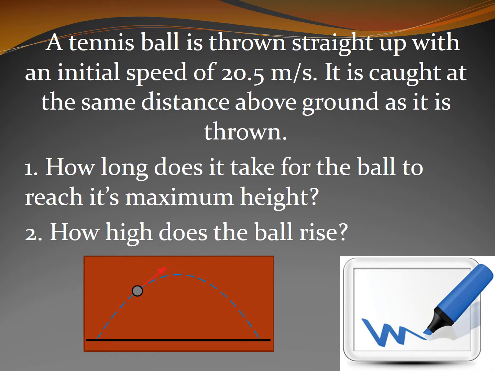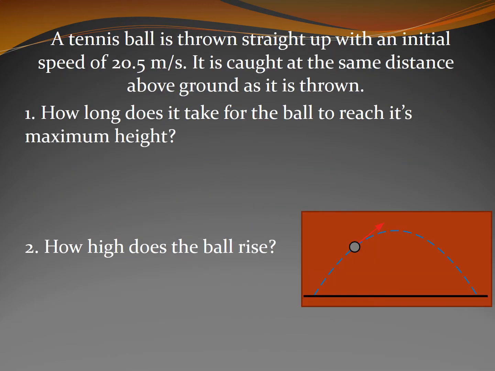So a tennis ball is thrown straight up with an initial velocity of 20.5 meters per second. It is caught at the same distance above ground as it is thrown. How long does it take for the ball to reach its maximum height? And how high does that ball rise? To determine how long it takes for the ball to reach its maximum height, we find that we have our final velocity, which is negative 20.5 meters per second as you're throwing it up. And our initial velocity is 0. Acceleration is negative 9.8.